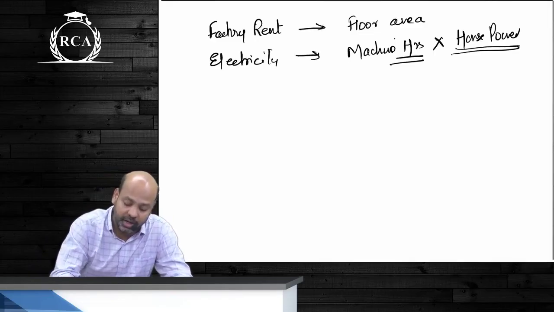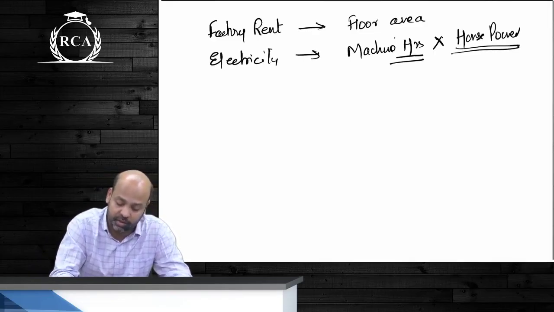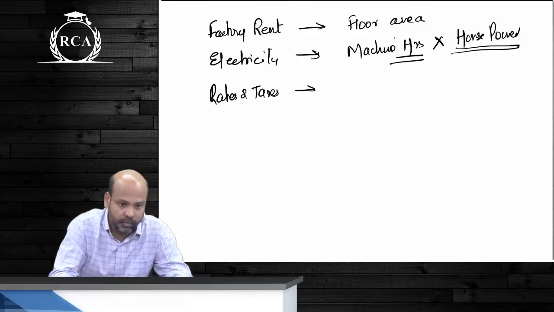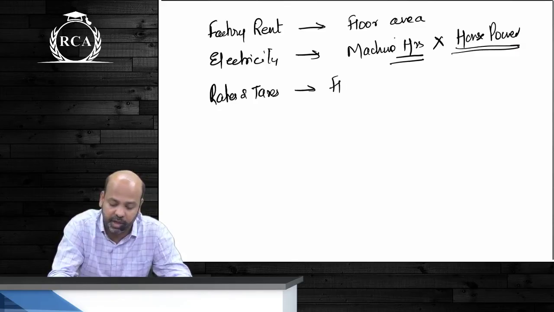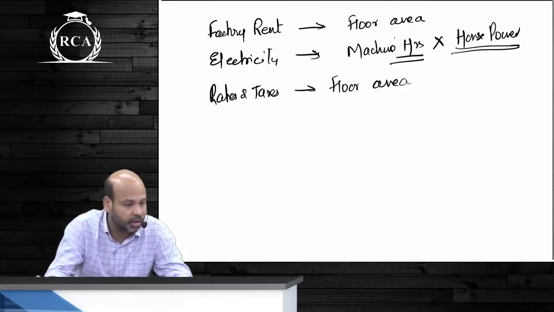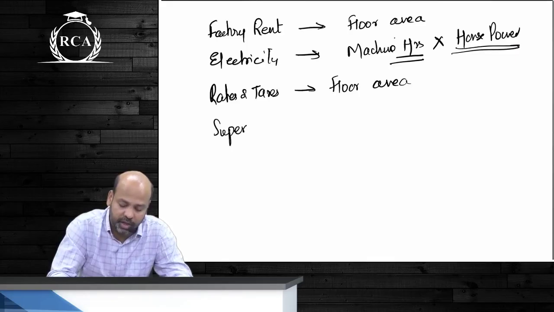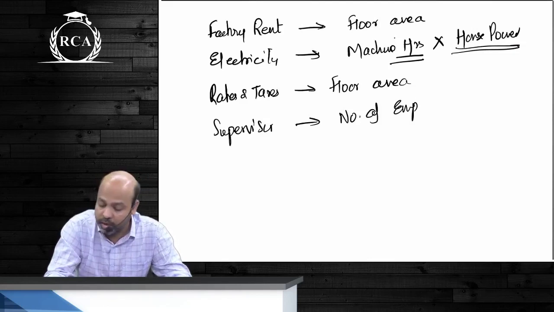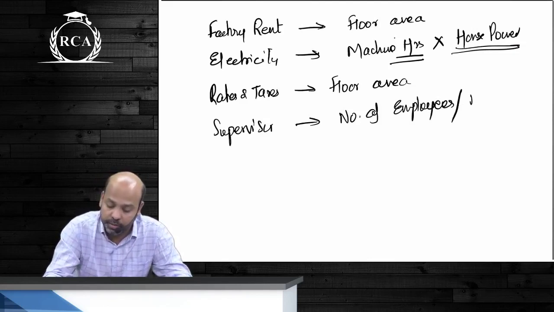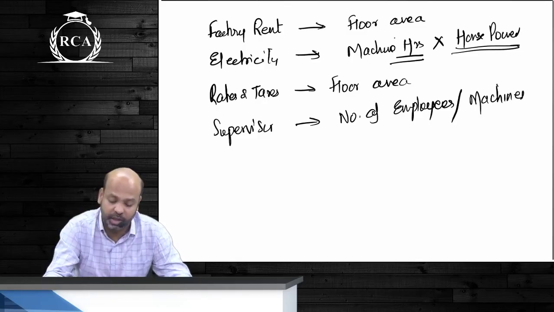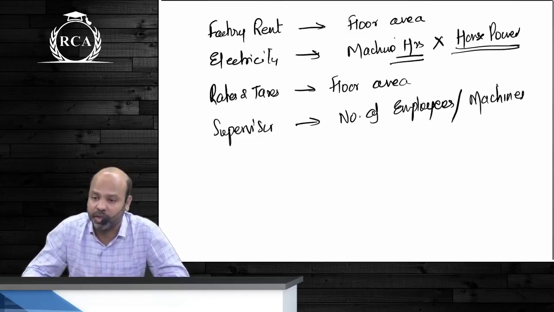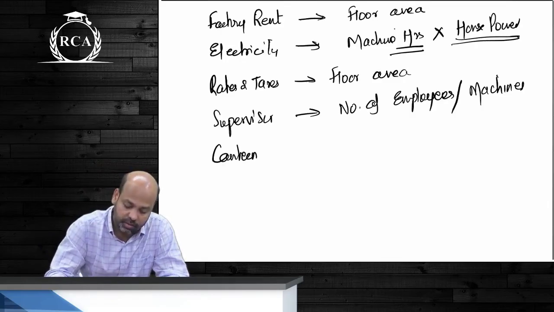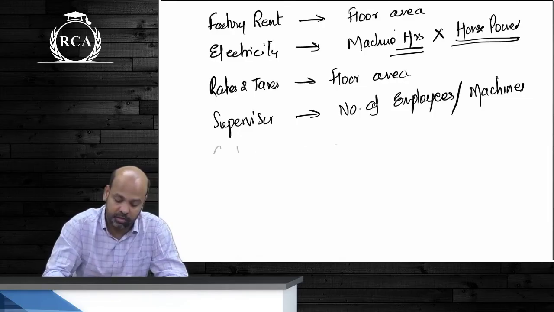So that is factory rent, electricity. Let's say they give us rates and taxes. If it is anything related to factory rent, it will get apportioned on the basis of floor area only. If it is supervisor, it will either be on the basis of number of machines or number of employees. A supervisor is given a task of supervising a specific number of machines or a specific number of employees. Are you getting this, guys? If it is canteen expenses, better to do that in the service department, leave it, no need right now.